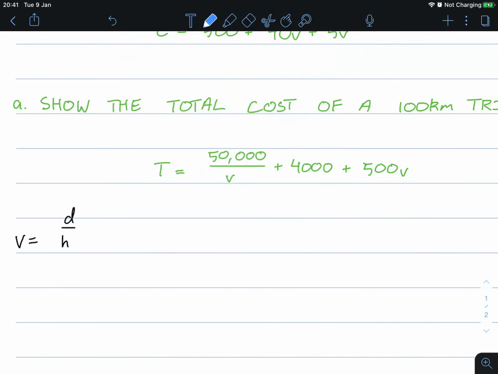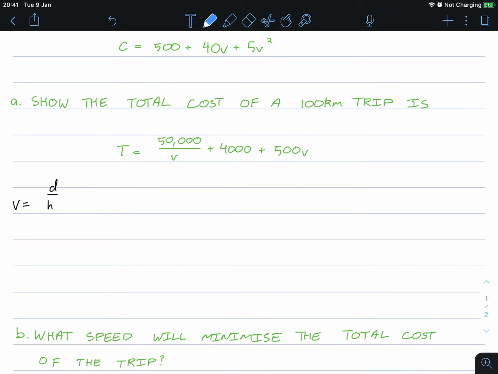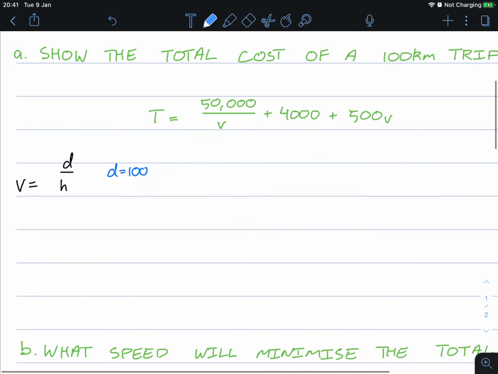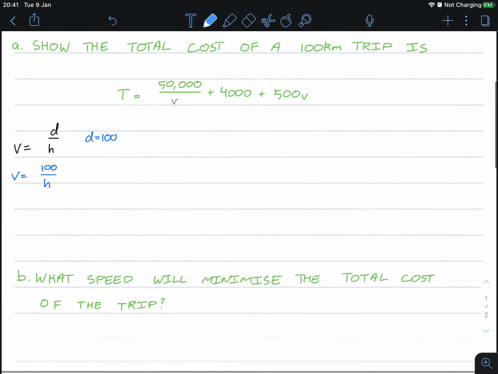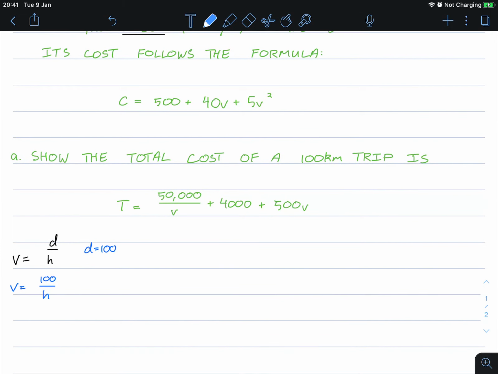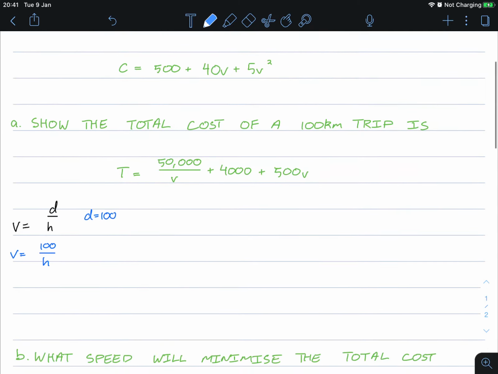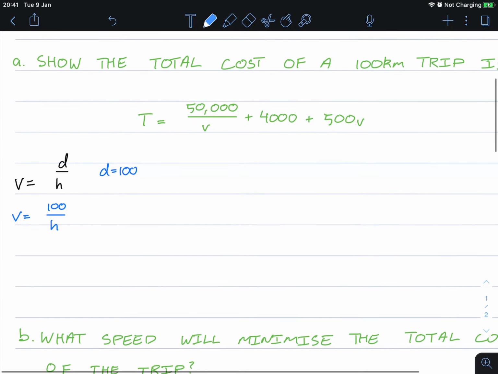Take a look. We're being told in part A that we have a 100-kilometer trip, so D is equal to 100. That's the only piece of information that we have. So V is equal to 100 over H. And now take a look. To find the total cost of anything, it's the cost per hour times how many hours you operate. So we need an expression for H. We're going to let H become the subject. So it's going to be H equals 100 over V.